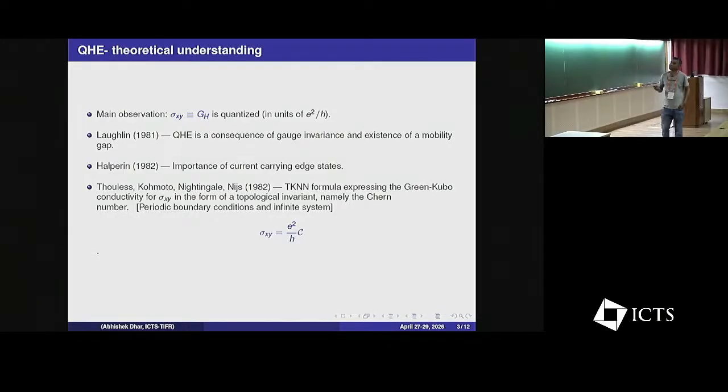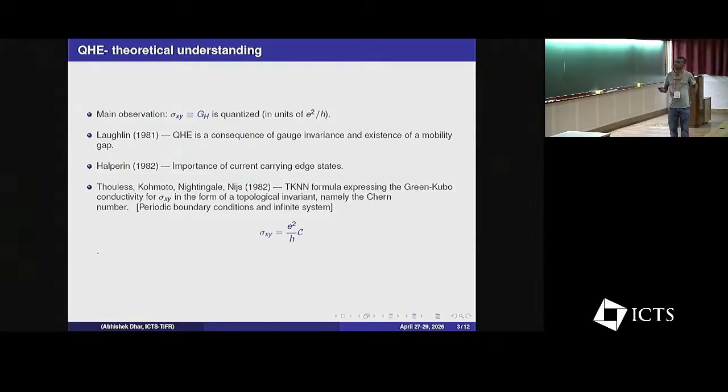Okay, so now what is the theoretical understanding? The main observation is you look at this transverse conductivity or conductance, which I call the Hall conductance, and it's quantized in units of e squared by h. One of the first theoretical explanations was given by Laughlin in '81. I'll try to explain his argument a bit later, but it was based on gauge invariance and the existence of a gap.